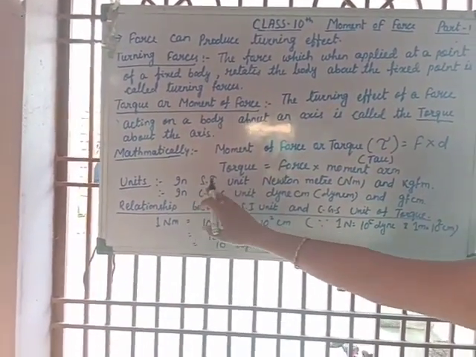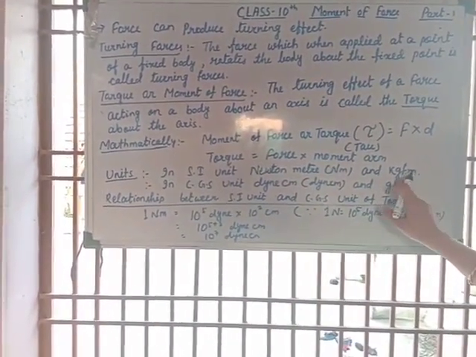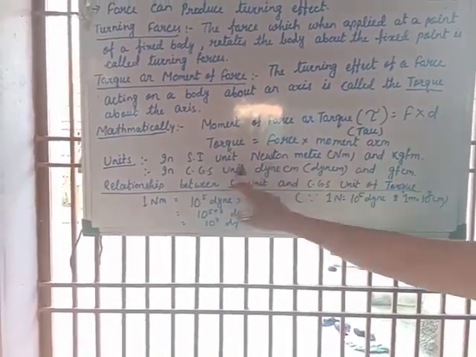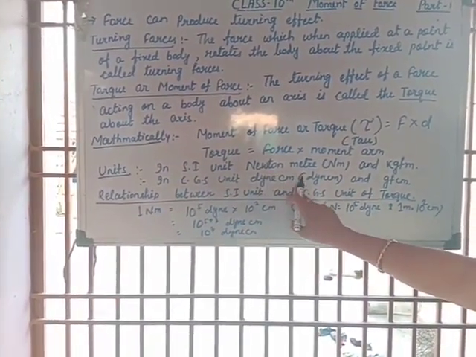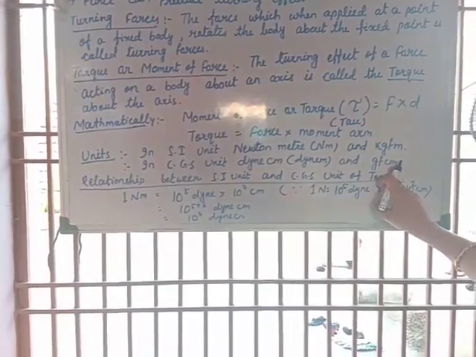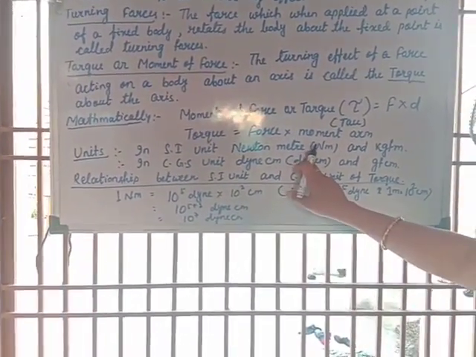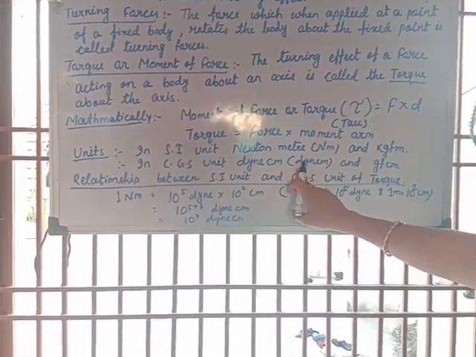Now come to the units. In SI units it is Newton meter, and kgf meter, which is known as the gravitational unit. In CGS units it is dyne centimeter, and gf centimeter, which is known as the gravitational unit. Now come to the relationship between the SI unit and the CGS unit of torque.